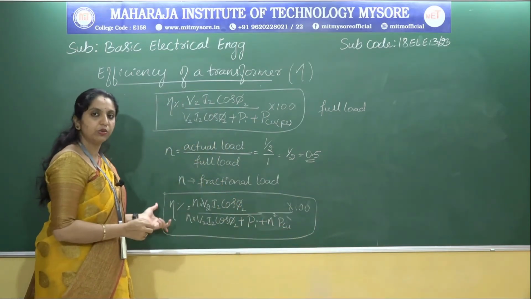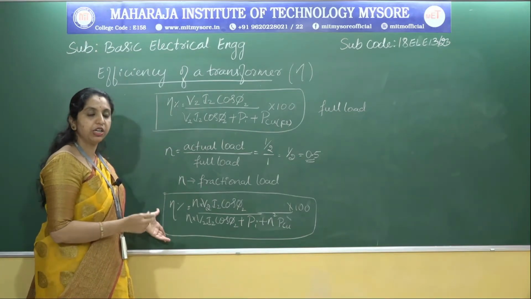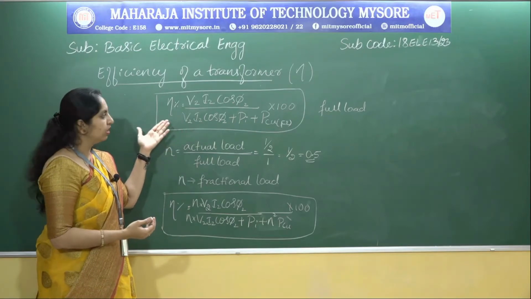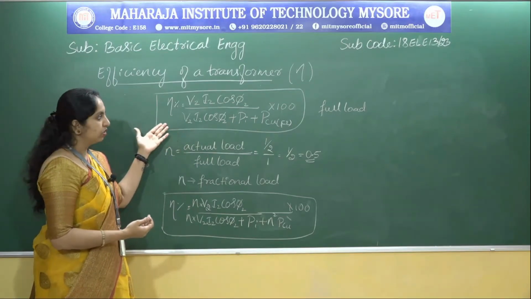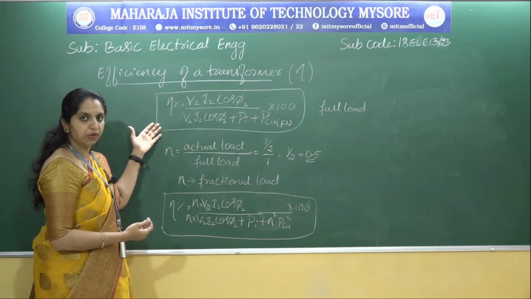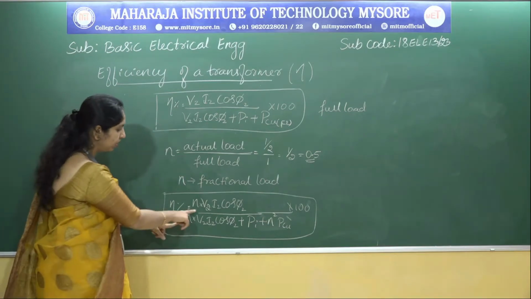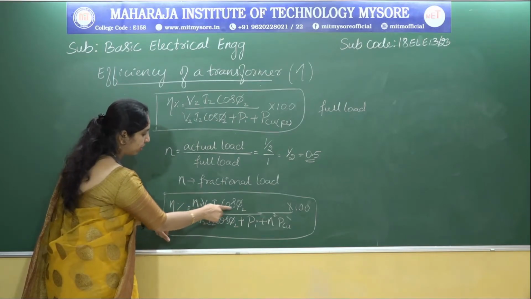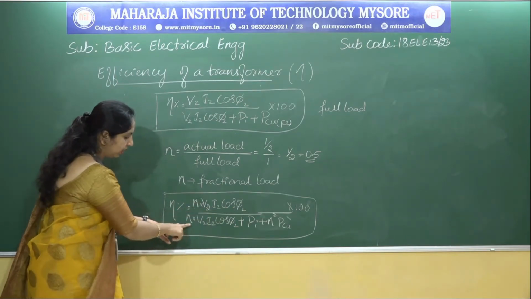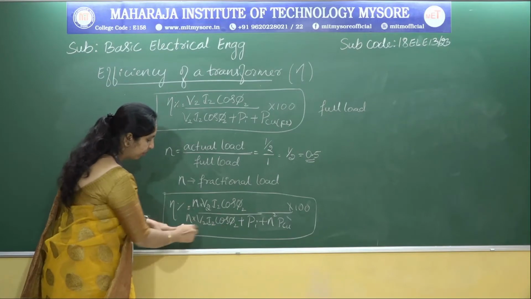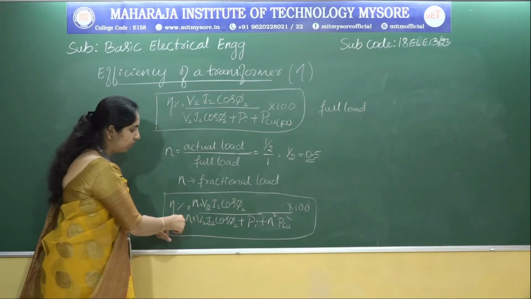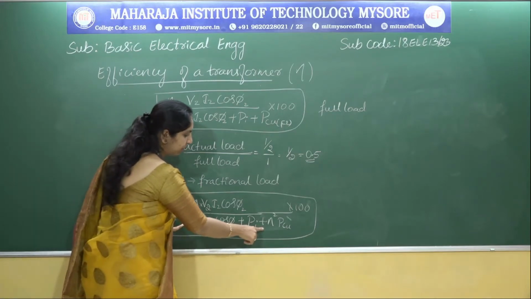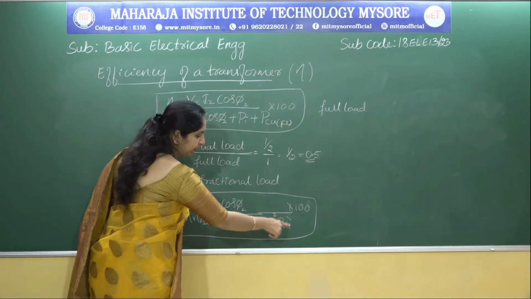Now look at this equation. We have expressed the same efficiency equation in terms of fractional load. The equation which we have already defined is for the full load. Now I'll tell you the difference between the full load and fractional load. In the equation we have n into V2 I2 cos phi 2 divided by, again, n into V2 I2 cos phi 2, because we always consider load at the output side, plus Pi plus n square into PCU.